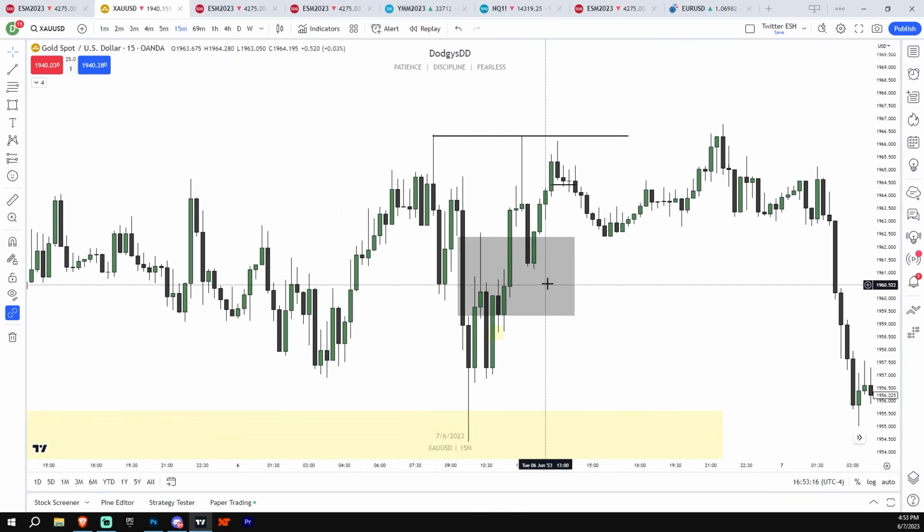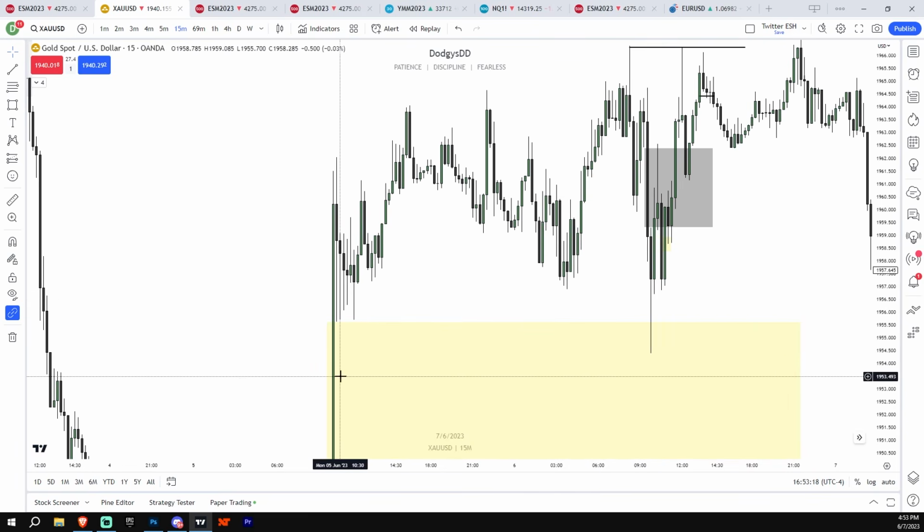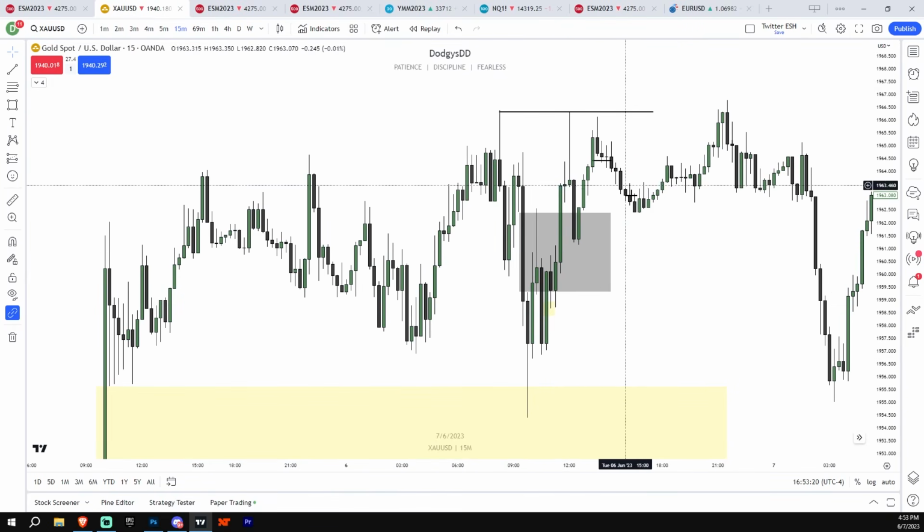This one worked because of context, right? We've hit this higher time frame fair value gap, and we have relative equal highs above, so this is one that's going to work in context, right?